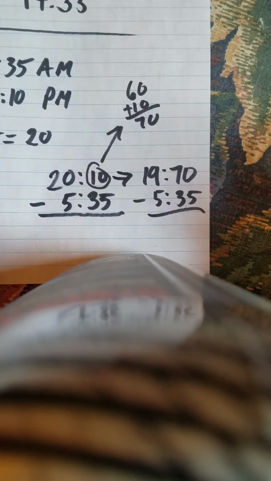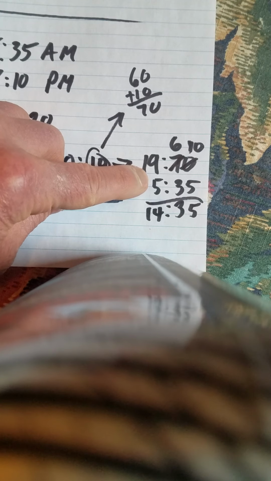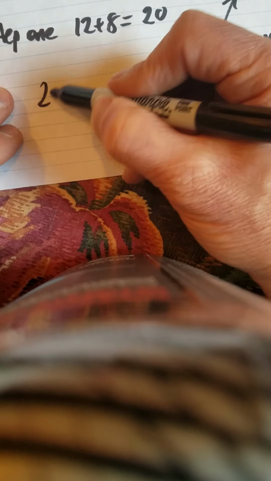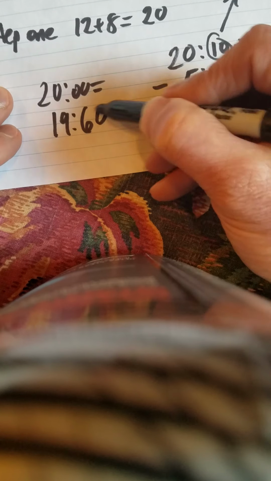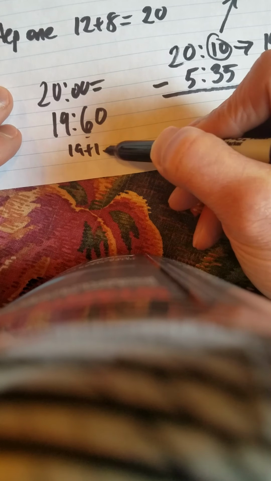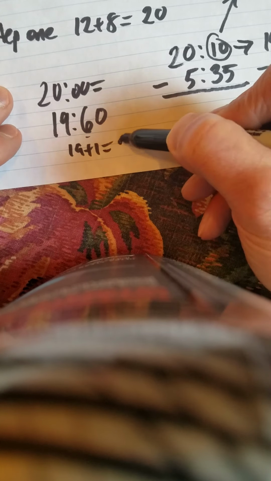So now watch what happens. It's the same thing, okay? 20:10 is the same thing as 19 hours and 70 minutes. 20 hours equals 19 hours plus 60 minutes. 19 plus 1 hour equals 20 hours, okay?